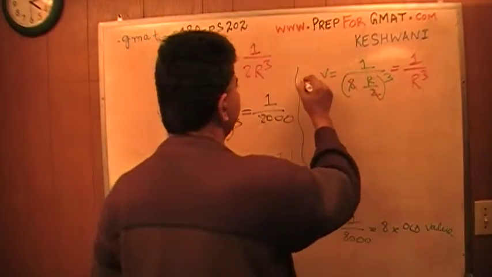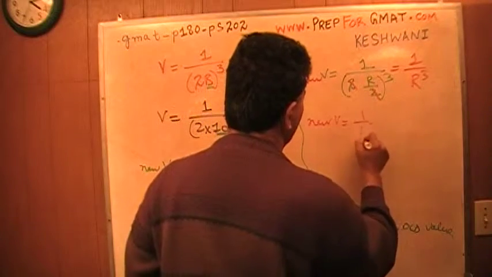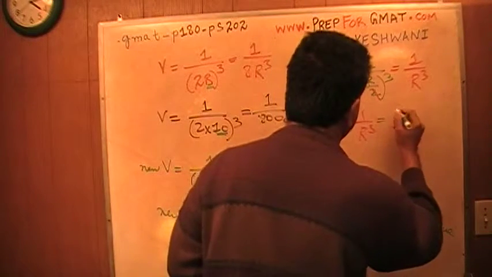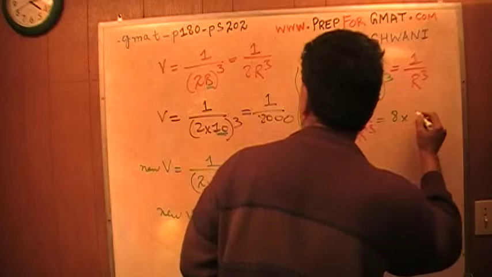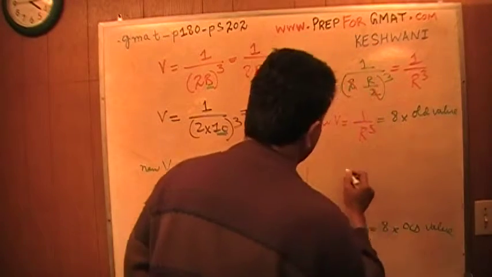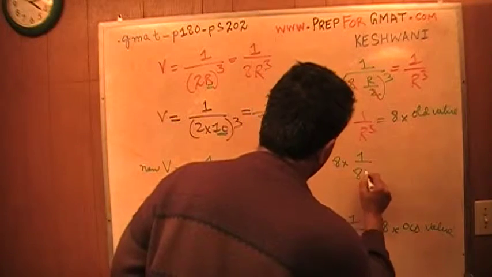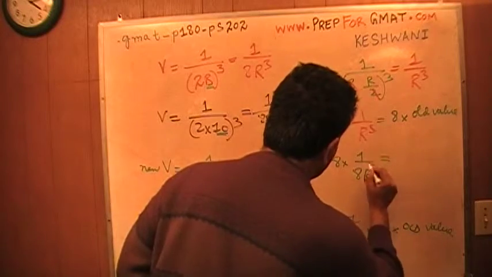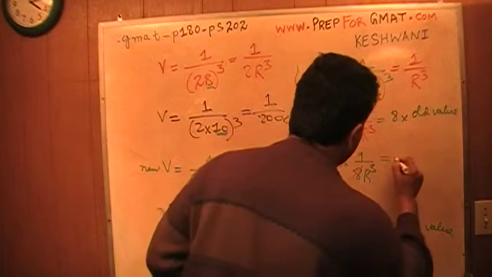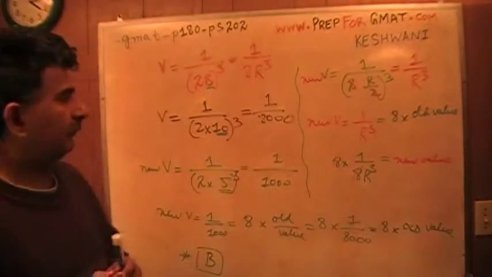This is the new one. So the new v, which is 1 over r cubed, is equal to 8 times the old value. Why? Because 8 times the old value, which is 1 over 8 times r cubed, the 8 is going to cancel out, and you end up with the new value. That's all it is.